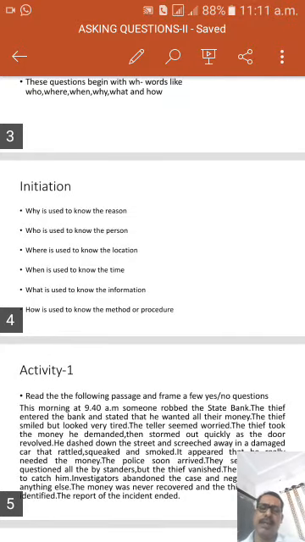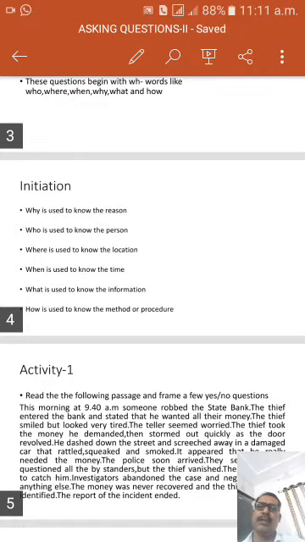Let us see. Why is used to know the reason. Who is used to know the person. Where is used to know the location. When is used to know the time. What is used to know the information. How is used to know the method or procedure.